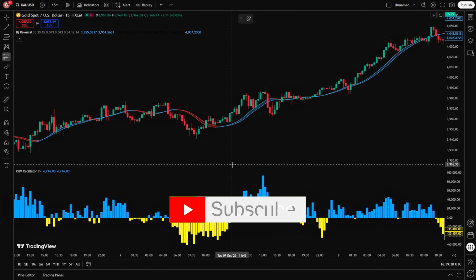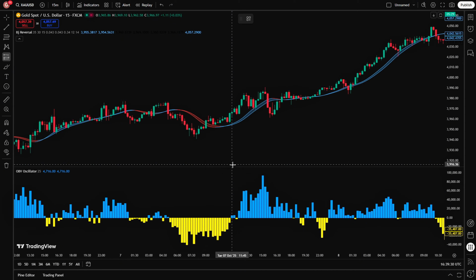Volume confirmation, OBV oscillator. The OBV histogram begins printing sky blue columns, showing that buying pressure is increasing and traders are supporting the move. This confirms that the upward price action isn't just a temporary spike, it's fueled by genuine market participation.